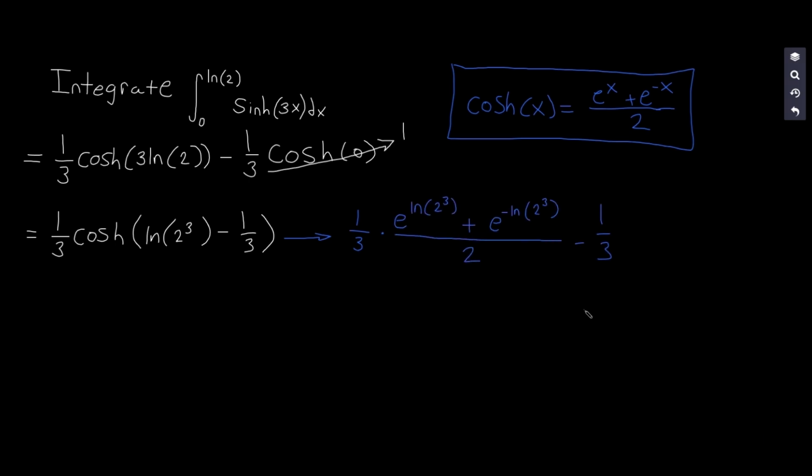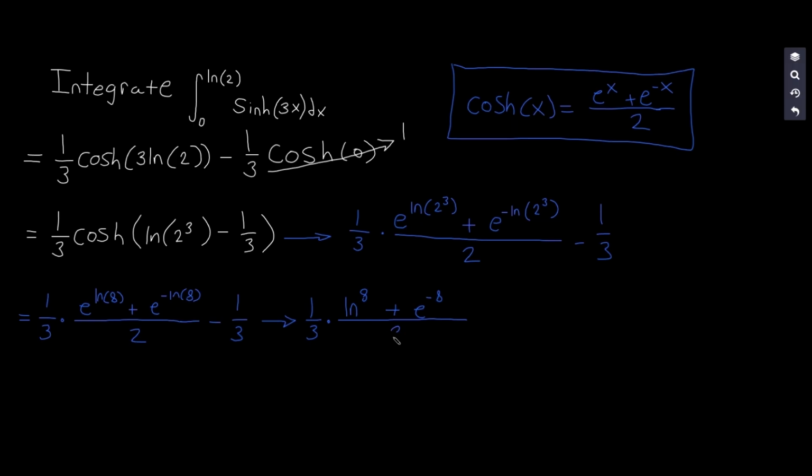Now, this does look rather intimidating, but let's just work through it. 2 raised to the power of 3 is 8, so we'll put 8 in those places. This here, e raised to the power of the natural log of 8, is going to become 8. Then we'll have plus e raised to the power of negative 8.